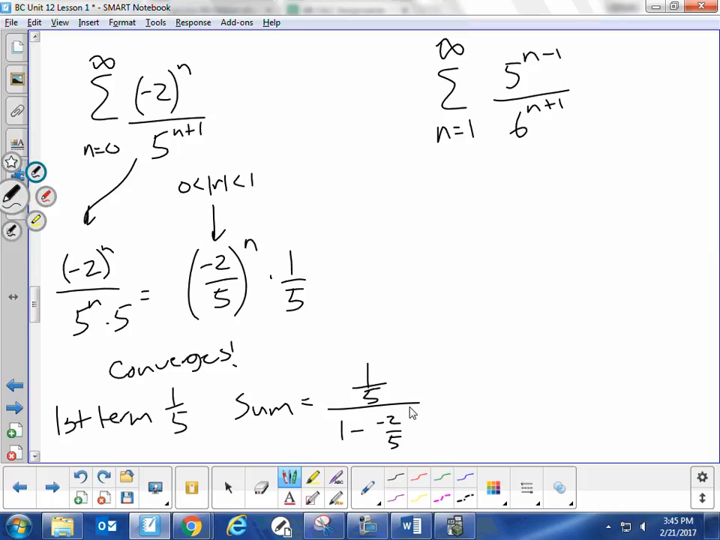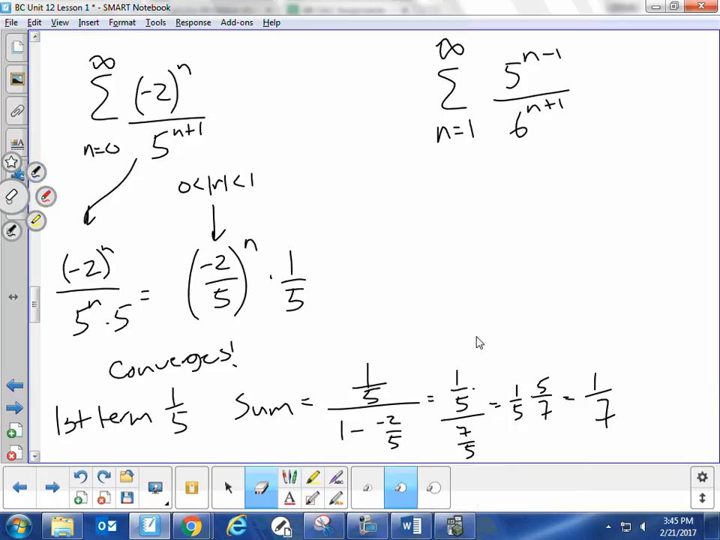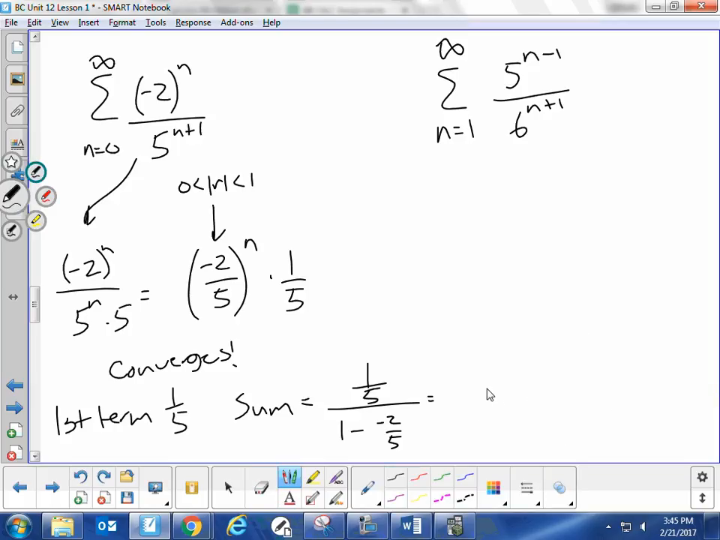7/5, 1/5 divided by 7/5, 1/7. Right, so the absolute value of r has to be between 0 and 1. So even if it has a negative value, it's still good. Okay, as long as it's between 0 and 1. Actually, another way we'll be able to tell that that is definitely going to converge with it being negative.